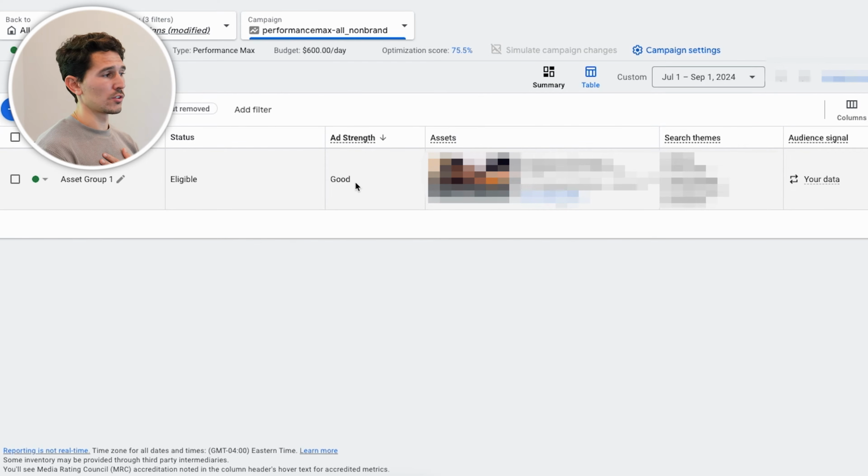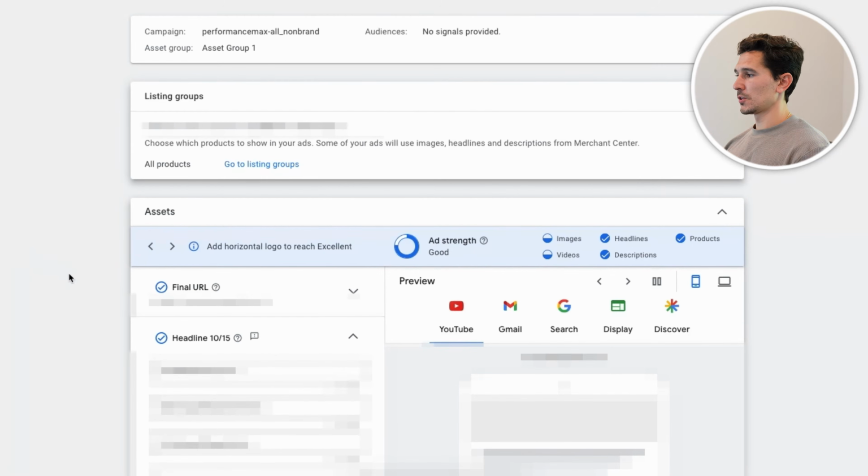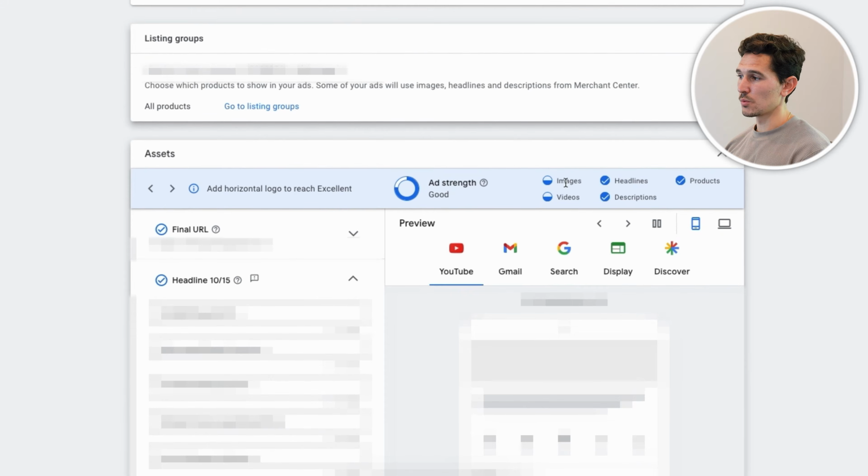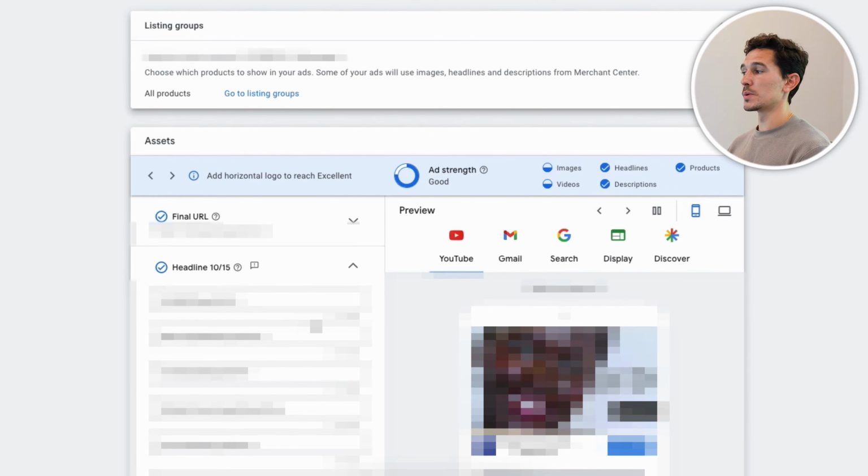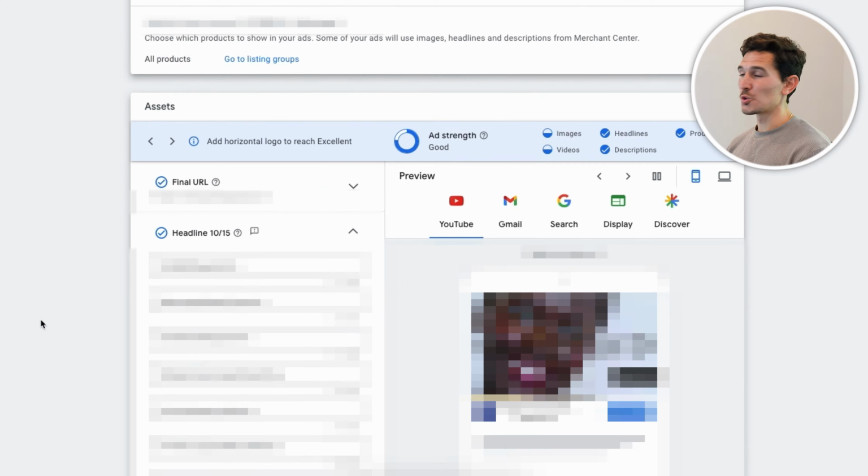So what we do on a regular cadence, and what I'm going to show you exactly how we test for which assets, which copy, which images are most relevant, is that anytime we see the ad strength is good, we go into the asset group and we click edit. Once we're in the asset group, sometimes it's actually going to show us exactly what's wrong. So in this case, you see images and videos are slightly half full, which is bringing our ad strength to be missing this small little gap here. Now that's fine, right? There are going to be situations where a lack of images or a lack of videos is going to be necessary. But as you can see with this little insight, add a horizontal logo to reach excellent.